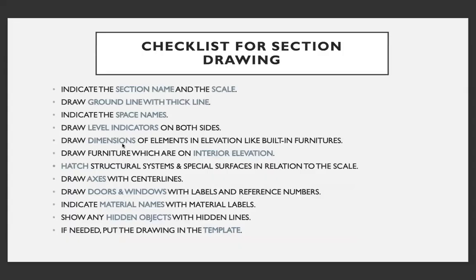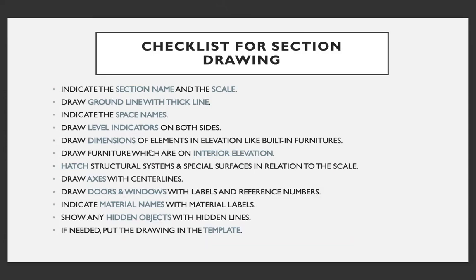Check these sections. When you are finishing your sections, these are the things you have to check to be sure you have provided: indicate the section name and the scale. Draw the ground line with a thick line. Indicate the space names. Draw level indicators on both sides.